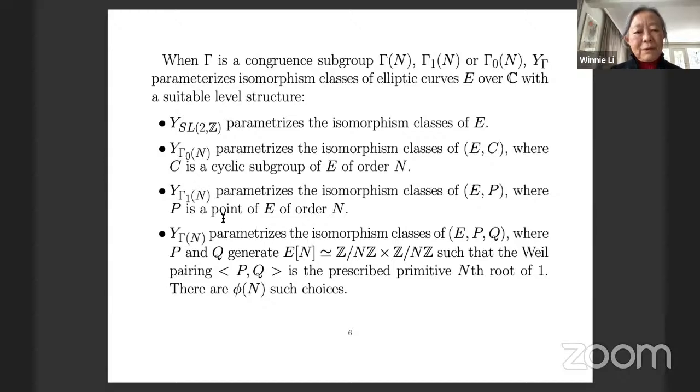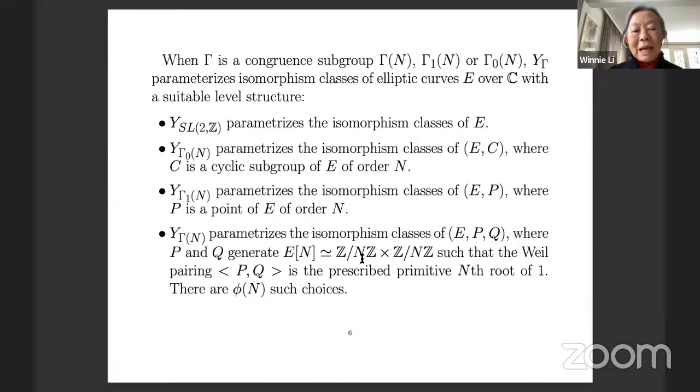And if one chooses the group to be gamma 1 of n, then the curve parameterizes the isomorphism classes of elliptic curves together with a point of order n. And if one chooses the principal congruence subgroup gamma of n, then the curve parameterizes the isomorphism classes of elliptic curves together with 2 points, P and Q. They both have order n, and together they generate the n-torsion points inside the elliptic curve, which is the product of 2 copies of Z mod nZ.